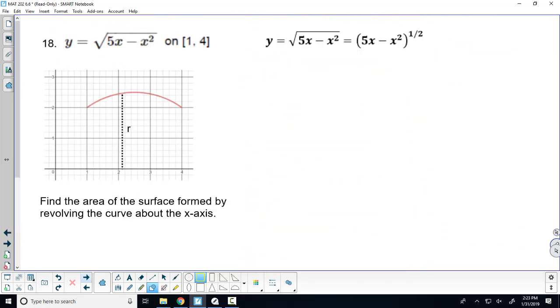All right, let's take a look at this one. This says find the area of the surface formed by revolving that curve around the x-axis. The curve is right there, square root of 5x minus x squared. You guys do the first two steps, and then we'll go from there. At least get it set up. I think there's going to be a little bit of hectic multiplication here, too. But get it set up. Get your derivative. I want to make sure you can get your derivative and write down your ds properly.